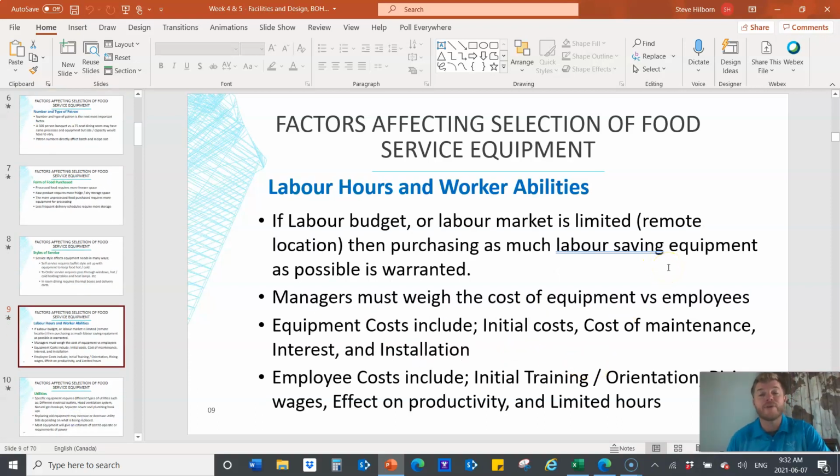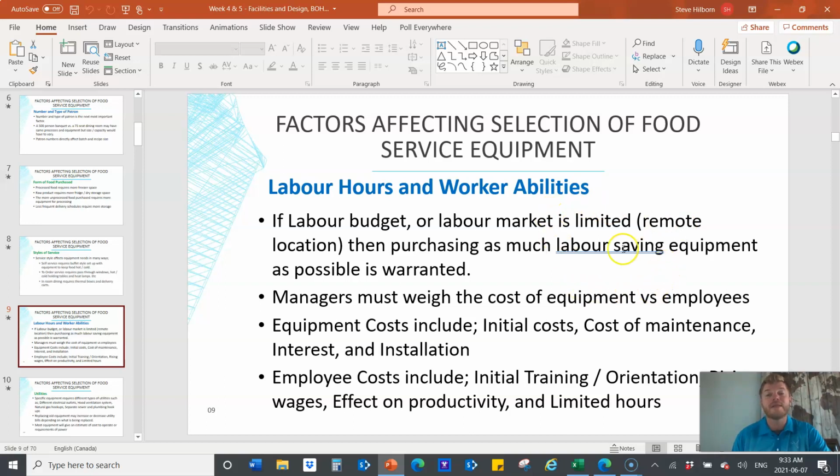And then the labor hours and workers' ability. So if the labor budget or labor market is limited, such as a remote location, then you purchase as much labor-saving equipment as possible. This happens a lot up north in Canada. We have a lot of remote camps. You can make a very good salary if you're willing to go work up there. But the expectation and things you need to know is that it's a remote location. It's hard to get food in. It's hard to get food in on a regular schedule. So much of the stuff that we do purchase is processed or frozen.